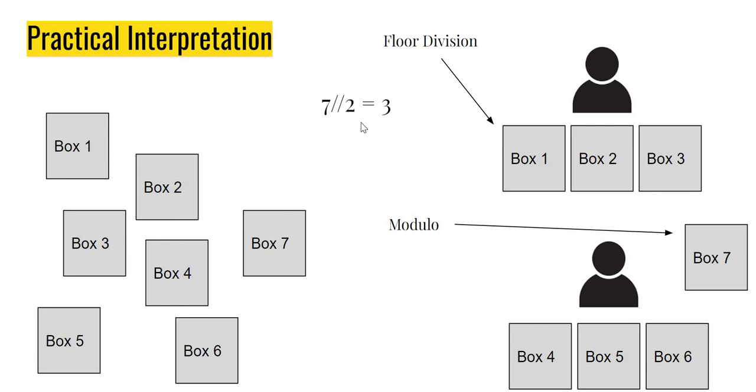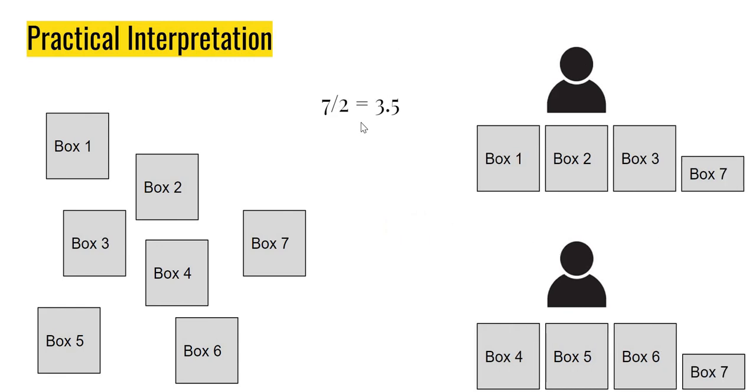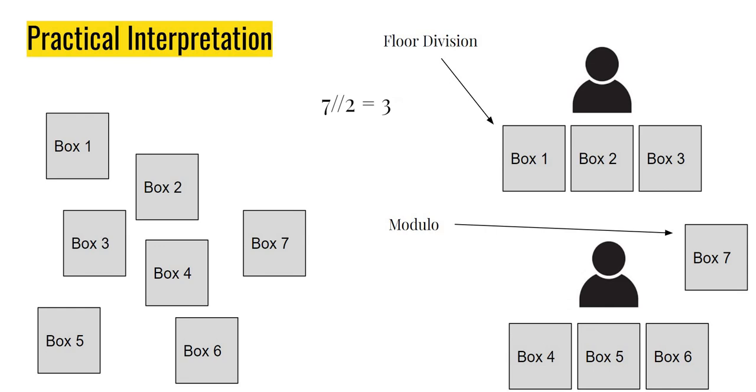On the other hand, division is kind of assuming that yes, individual boxes could also be split. So for example, 7 divided by 2 is 3.5, and hence if I were to divide this between 2 people, I could give 3.5 boxes to one and 3.5 boxes to the other one. Notice I have indicated box 7 by a half to imply that it's been split into 2. So regular division is going to give you a decimal place, which means a floating point, whereas floor division and modulo are a little bit different.